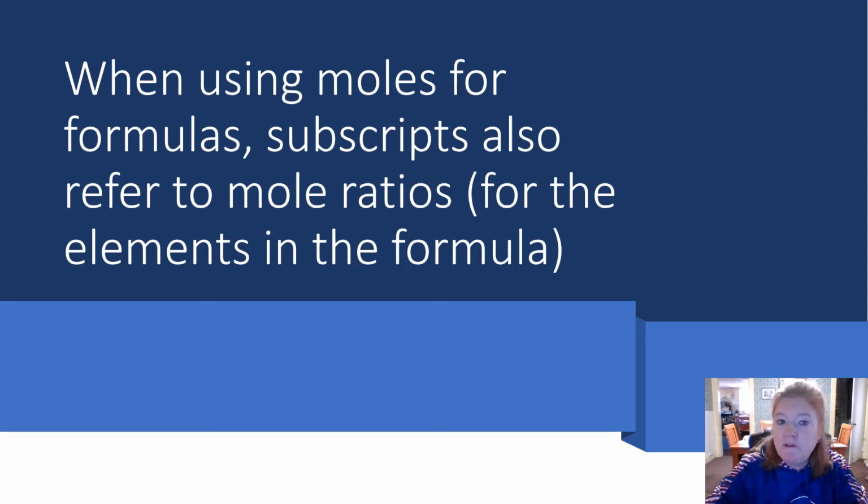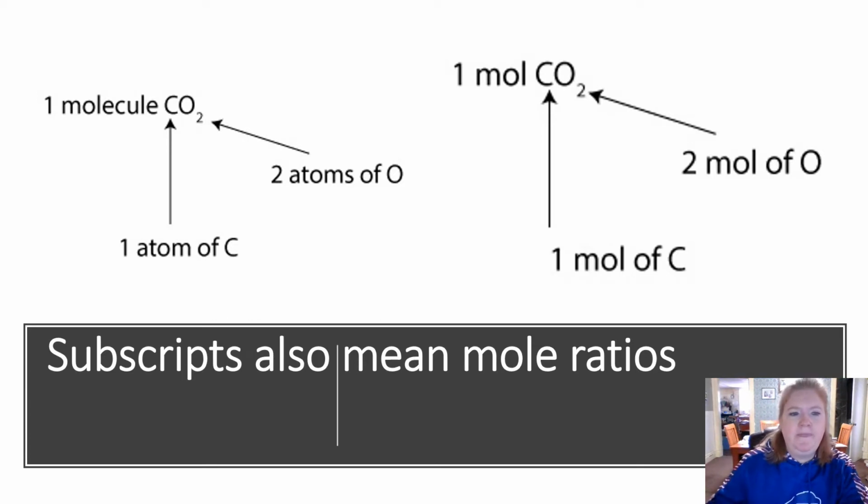When using moles for formulas, subscripts also refer to mole ratios for the elements in the formula. So what do I mean? Well, if I have 1 molecule of CO2, that means I have 1 atom of C and 2 atoms of O that are bonded together. But if I have a mole of CO2, that means I have a mole of carbon atoms and 2 moles of oxygen atoms.